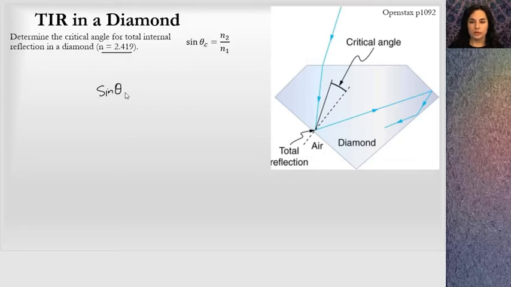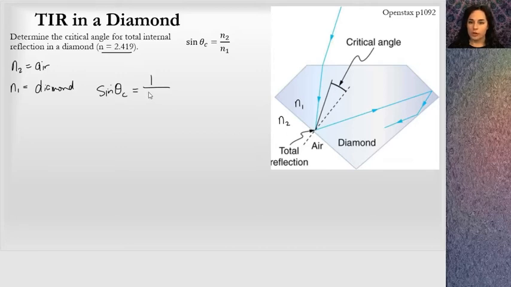So we can set this up. Sine theta c equals N2 over N1. We're going to note that N2 is for air, and N1 is for the diamond. N1 is the diamond, N2 is the air. So for N2, we're going to put 1 up here. Well, you could put more significant figures, but it won't matter in your calculations.